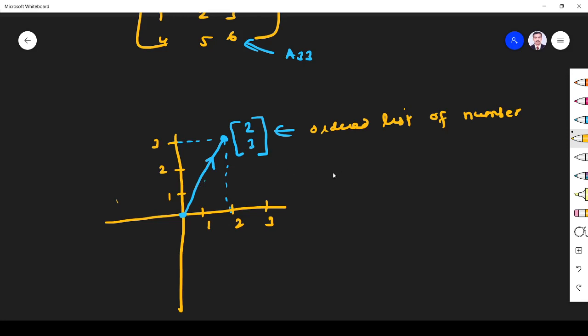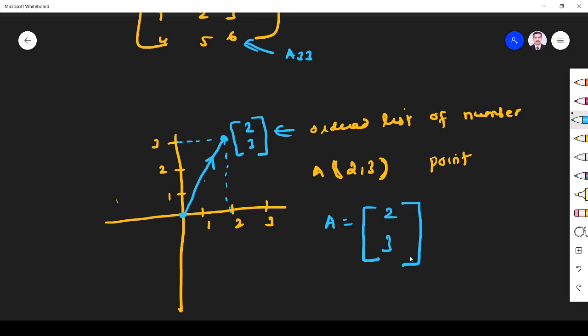To differentiate a vector from a point, note that we have used 2, 3 already. 2, 3 is a point. Please understand, (2, 3) with round brackets is a point, whereas a vector is represented vertically with square brackets. To differentiate a vector from a point, we use this notation. So A equal to the square bracket 2, 3 is a vector, whereas (2, 3) is a point.